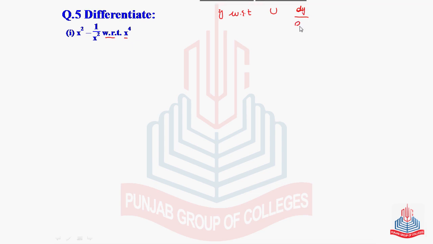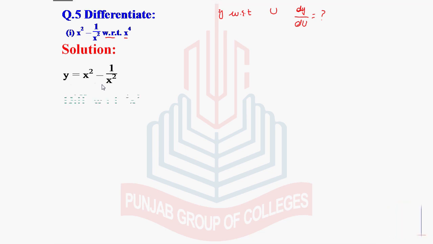So if we want to differentiate y with respect to u, we have to just calculate dy by du. So now we start our procedure by naming x square minus 1 over x square and x⁴, and then we will form our required solution. So let y is equal to x square minus 1 over x square. So here y is a function of x. So by applying differentiation here, differentiate with respect to x, as y is a function of x.